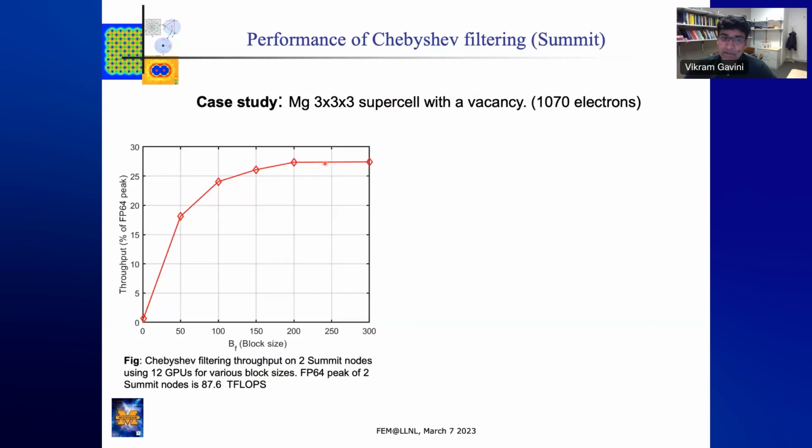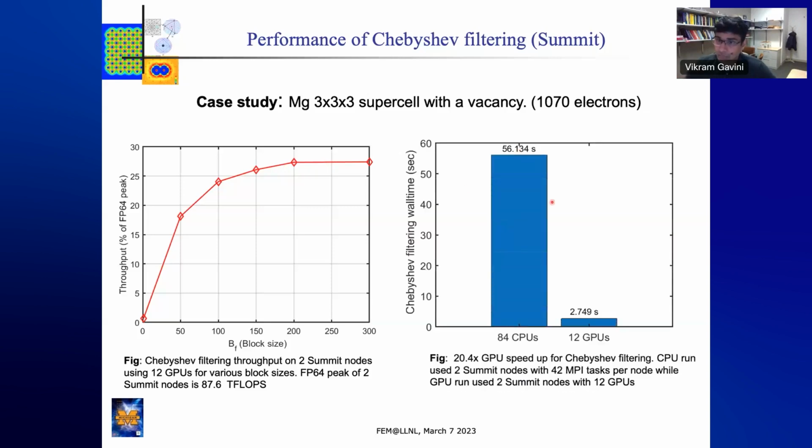In fact, this is for finite elements of a certain order. I think this one was for a fifth order polynomial. But if we go to seventh or eighth order polynomial, the throughput performance actually goes up to almost 45 to 50%. And in terms of the reduction in the wall time, we see a substantial reduction of almost 20-fold, giving us good CPU-GPU speedups.